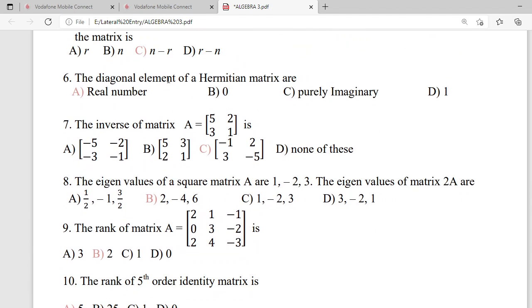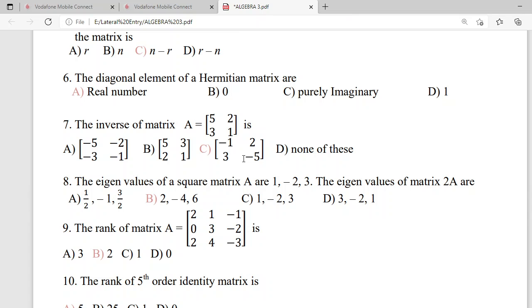Then the diagonal elements of a Hermitian matrix, it is given in the property. Then the inverse of a matrix, you have to compute these things. It is a 2 by 2 matrix, so you try this: 5 2, 3 1, by trial and error. So 5 2 into 3 1 into minus 5 minus 2, that must give you I.